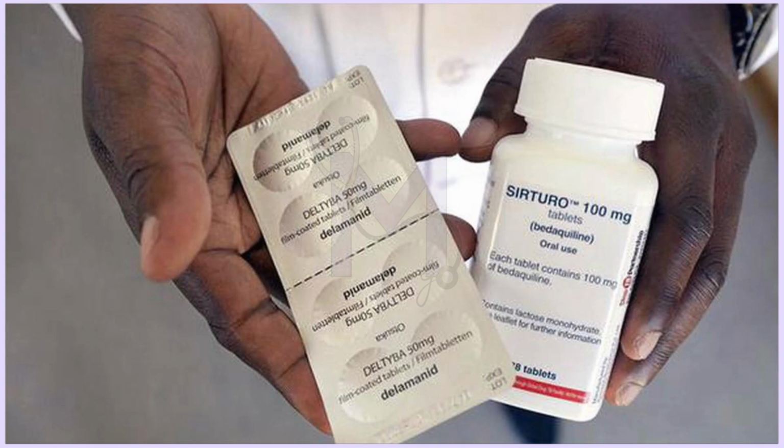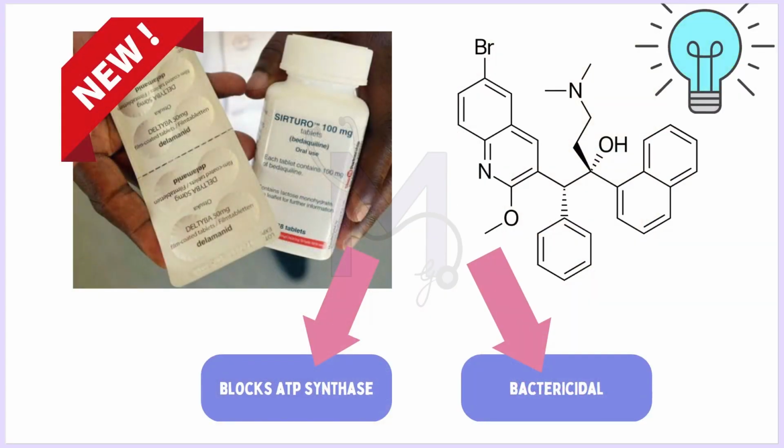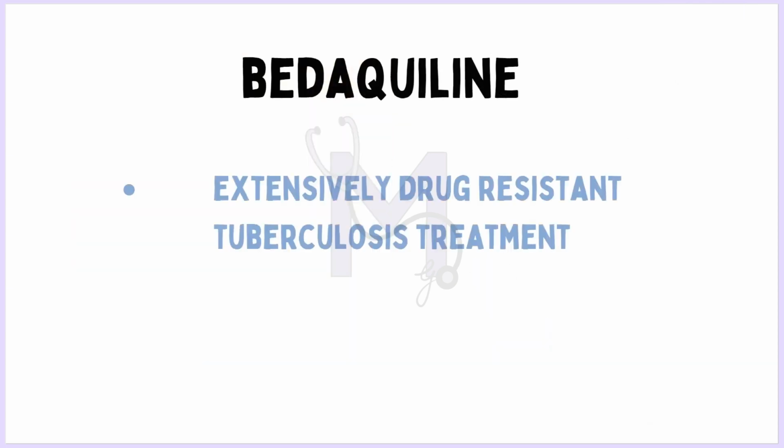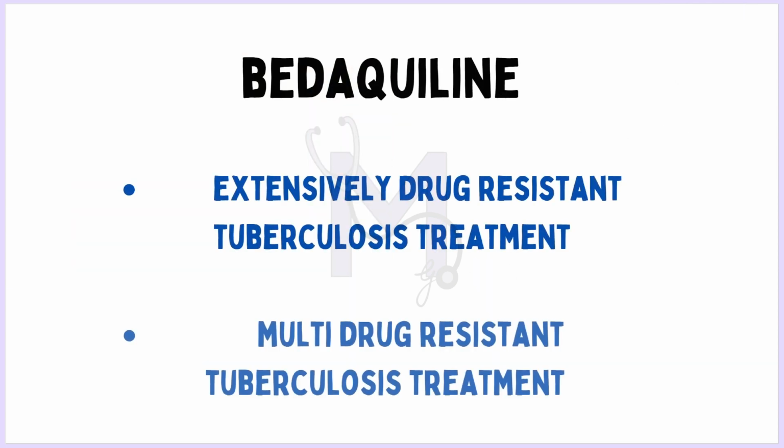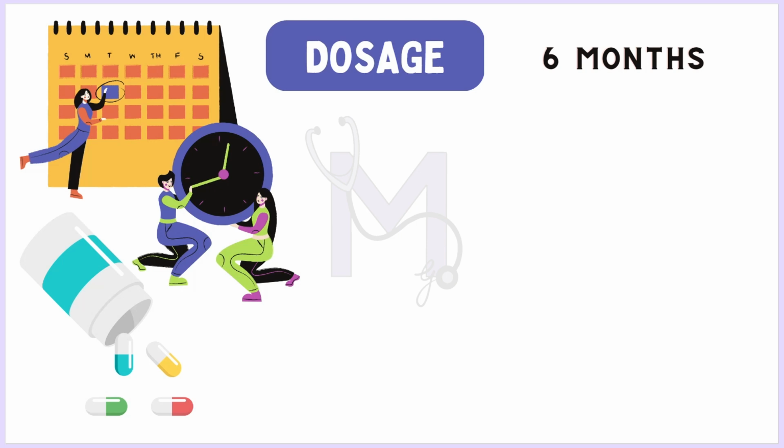Bedaquiline is a new type of anti-tubercular drug. It acts by blocking ATP synthase and is bactericidal. It is used in extensively drug-resistant tuberculosis treatment and multi-drug resistant tuberculosis treatment. It is advised for 6 months along with an optimized background regimen.